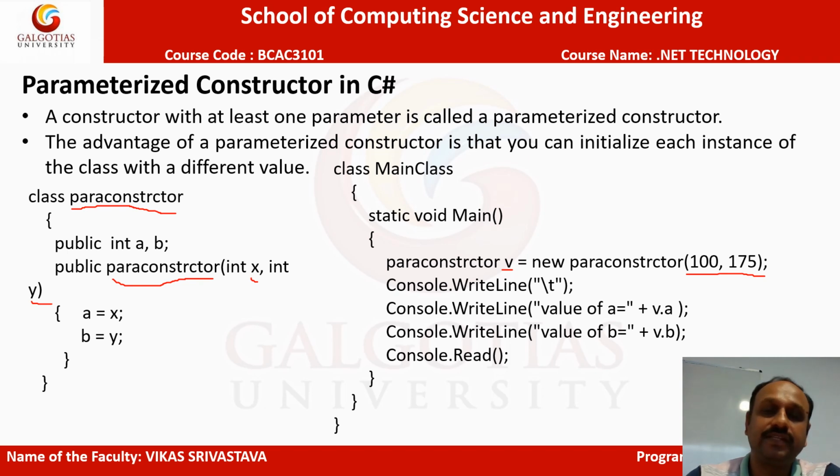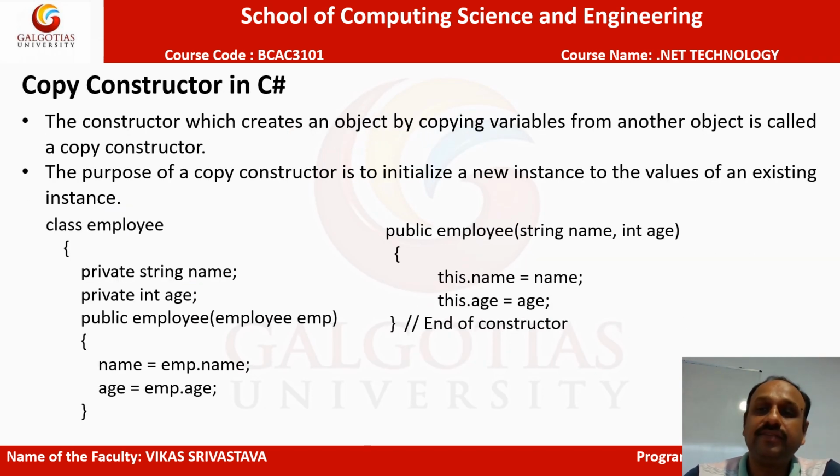So this is one of the examples of the relation with parameterized constructor. Another one is the copy constructor. That is the beauty of this particular constructor: you can create an object with the same values as the previous object.